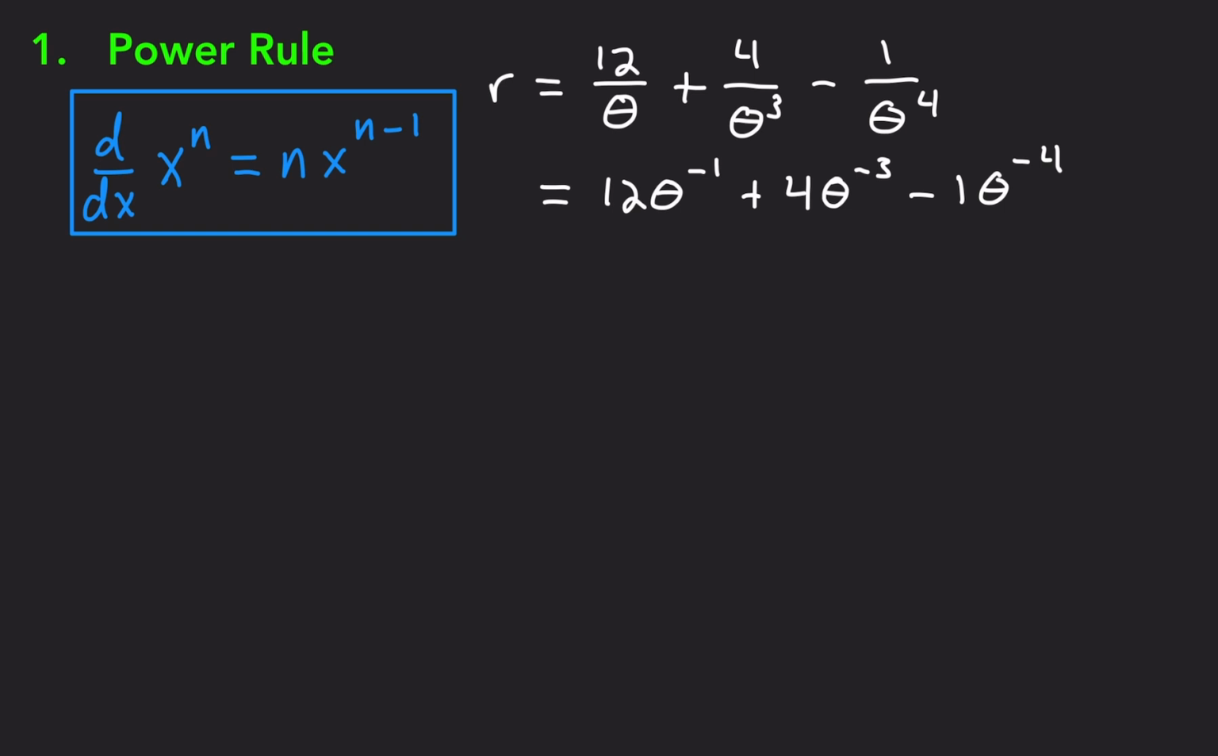Whenever you can rewrite a fraction term such as 12 divided by theta as 12 times theta to the negative 1. And now each term is in a form where we can use the power rule.